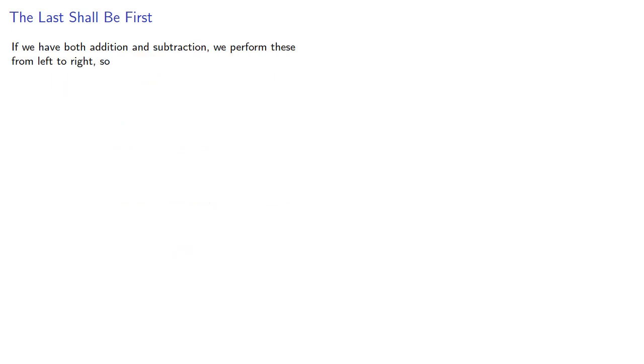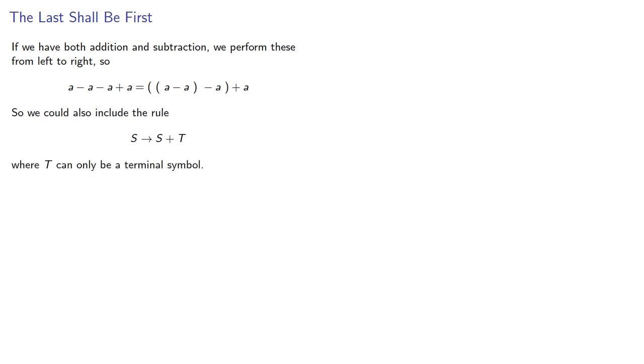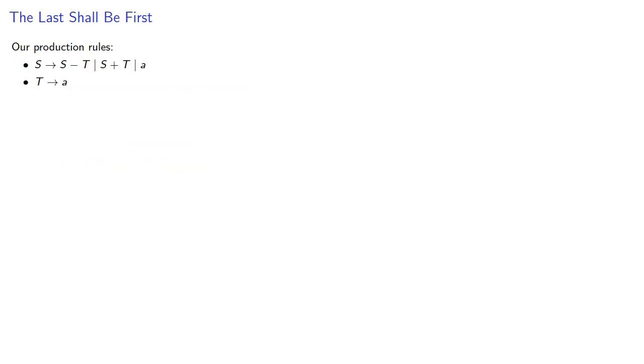Now if we have both addition and subtraction, we perform these from left to right, so an expression like this would have to be evaluated by finding A minus A first, then subtracting A, then adding A. And so we could also include the rule S produces S plus T, where again T can only be a terminal symbol. So this gives us our production rules.